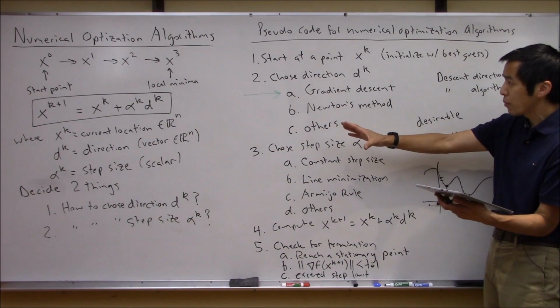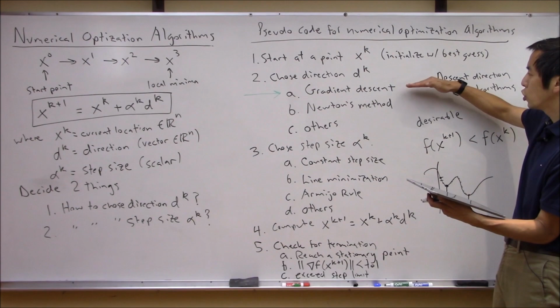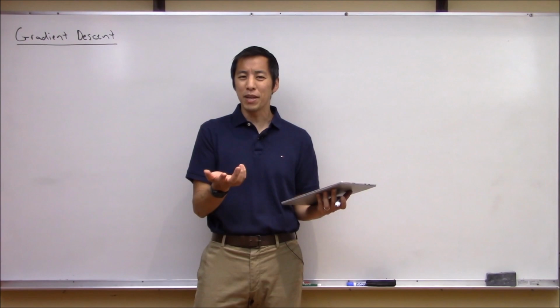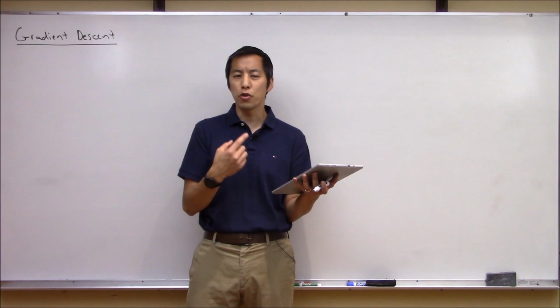Okay, so with that being said, I think we set the stage. We've got the framework for the algorithm. Let's talk about the gradient descent technique for choosing the descent direction, or the direction decay. All right, so the gradient descent method, I'm sure you've heard of it because it is probably the most famous technique and method for choosing a direction for your numerical optimization algorithm. The concept is actually really, really simple.